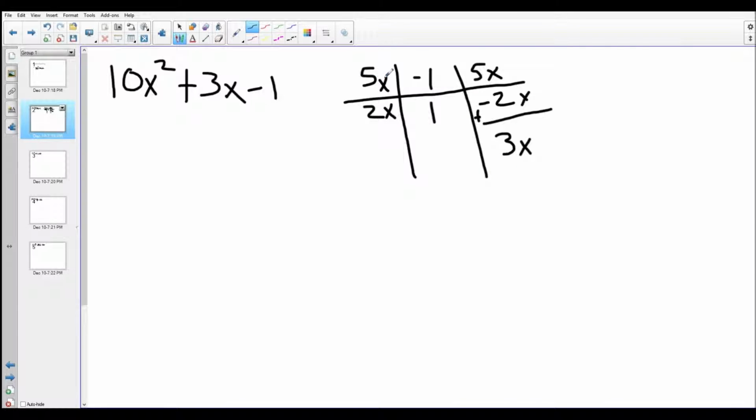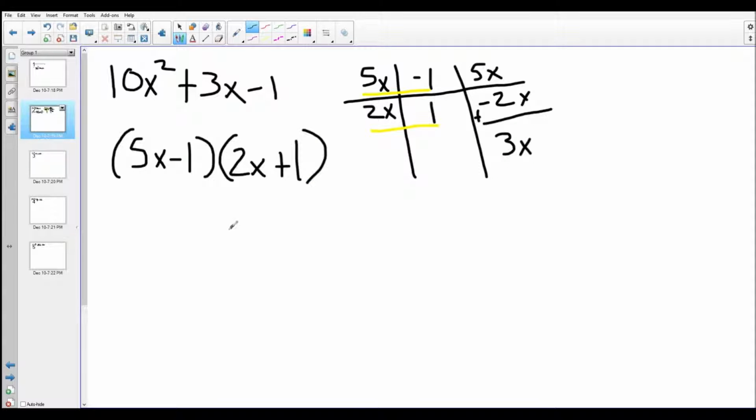But from what I've seen so far, when you split the ax squared, usually the two numbers are in the same range. So now what we do is we take the two numbers here and the two numbers here and we put them into brackets. So here we would put 5x minus 1 in a bracket, and then 2x plus 1. And to check this, we just expand.